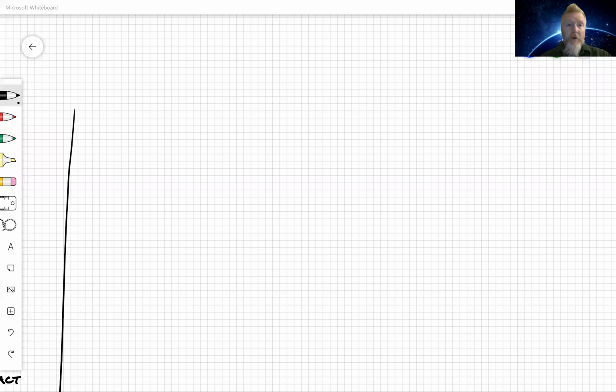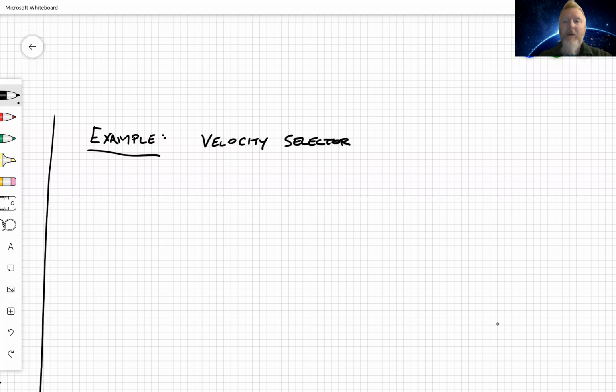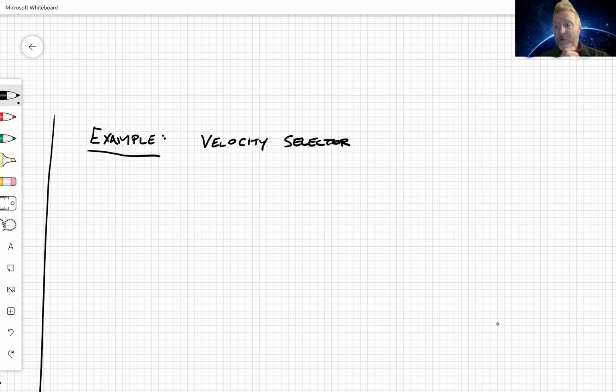We're going to want to talk a little bit more about the effects of B fields on moving charges. So I'm going to do another example. Since we know the force on a moving charge from a B field is the QV cross B force, what I want to do is an example called the velocity selector. And I'm actually going to chain this onto a mass spectrometer.